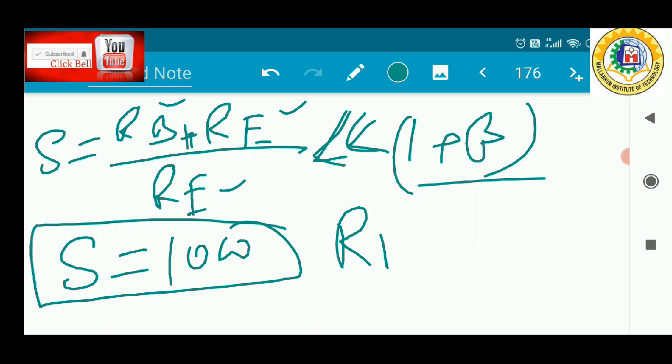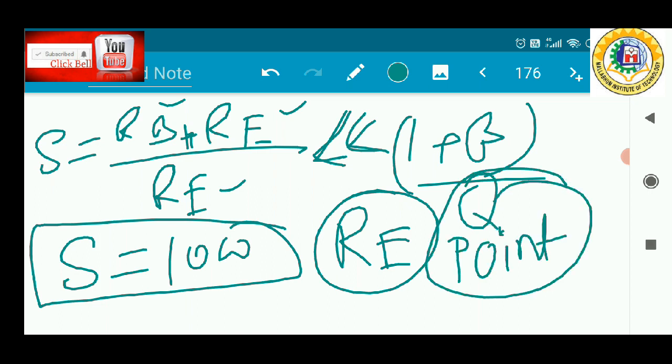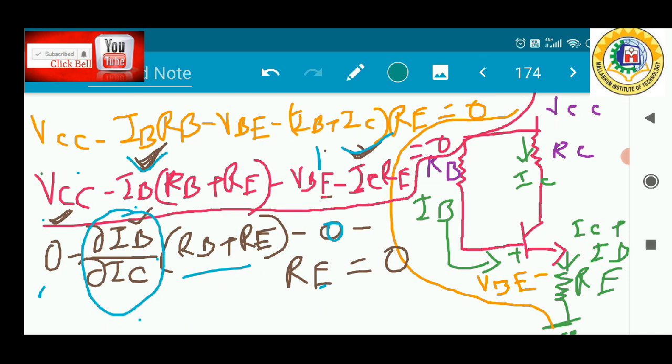So just employing an RE resistance in the emitter section, we are making the Q point more stable. Hope this point is understandable to you. So just by adding an emitter resistance here, we are making the Q point stable. That's why this circuit is called a biasing circuit, and the name of the circuit is the fixed bias configuration. Our purpose of the biasing circuit, as I have already said, is to make the Q point stable, and that is happening here.